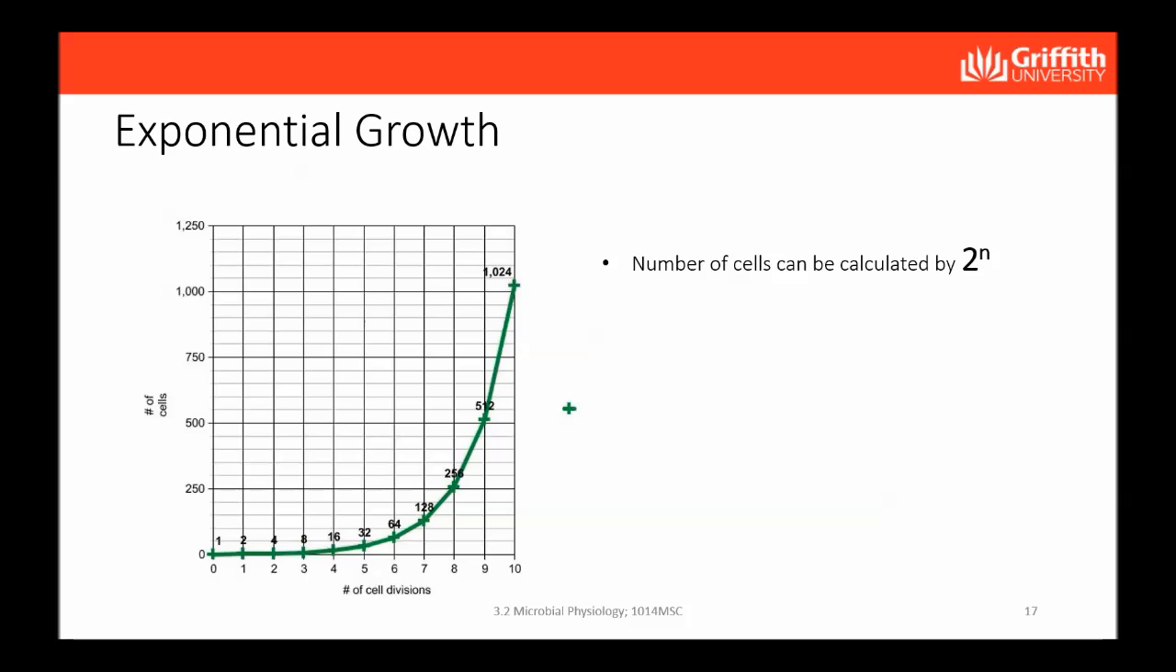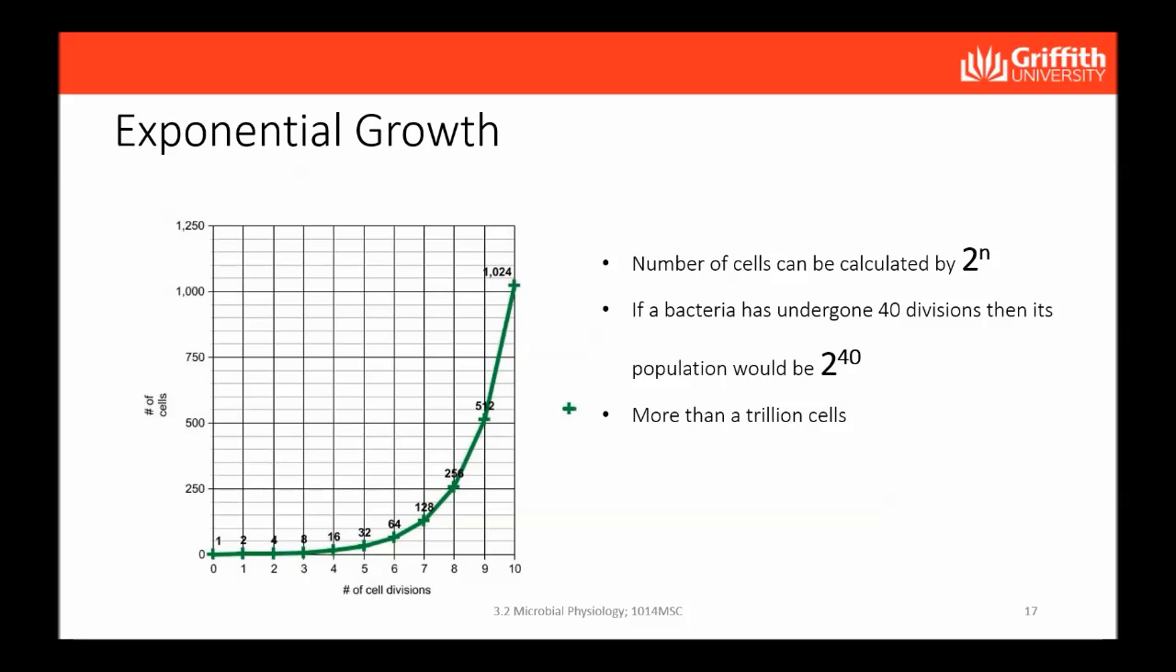For example, E. coli takes 20 minutes to divide, which means once every 20 minutes, E. coli can double its population. The exponential growth in bacterial populations can be calculated using the formula 2 to the power of n, where n represents the number of divisions that have occurred. For example, if a bacteria has undergone more than 40 divisions, its population would be more than 1 trillion cells.